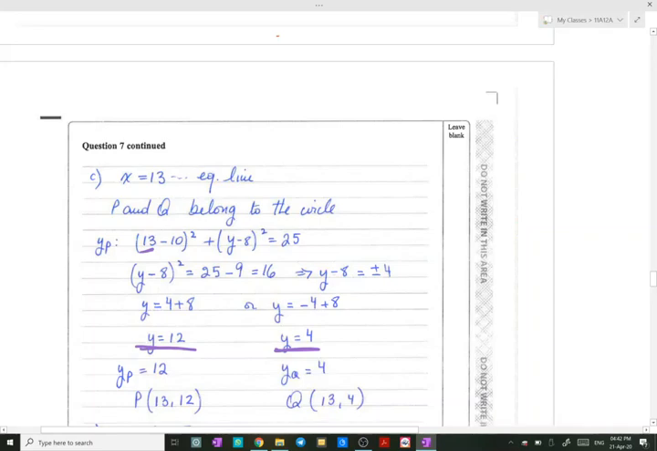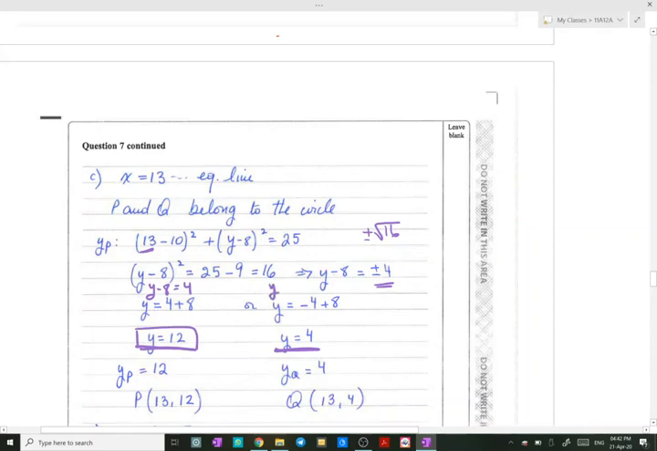In this case here I solved for y without expanding. So y minus 8 squared is equal to 16. You take the square root on both sides, so y minus 8 is equal to plus or minus square root of 16, which is plus or minus 4. One time you take plus 4, so y minus 8 is 4. Then you take the 8 to the other side, therefore y is 12.